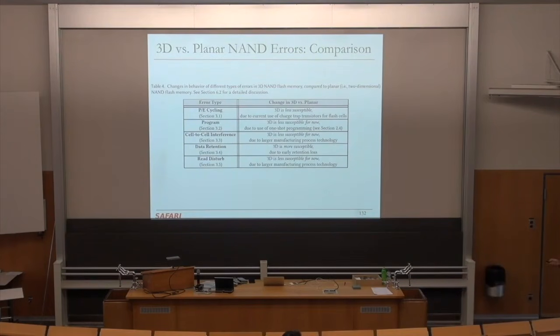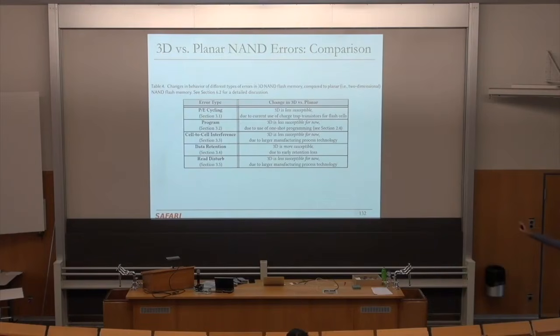Data retention is actually a bigger issue, it turns out. 3D is more susceptible in this case because you have this early retention loss problem. Whenever you program, after you program, you quickly lose data. So you need to have solutions to this. Retention loss over a longer time is a problem in planar, but early retention loss is a big problem actually in 3D. And read disturb, again, is less susceptible because of the larger manufacturing process technology.